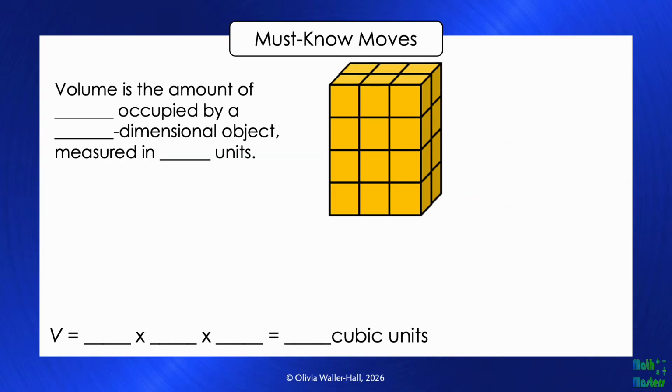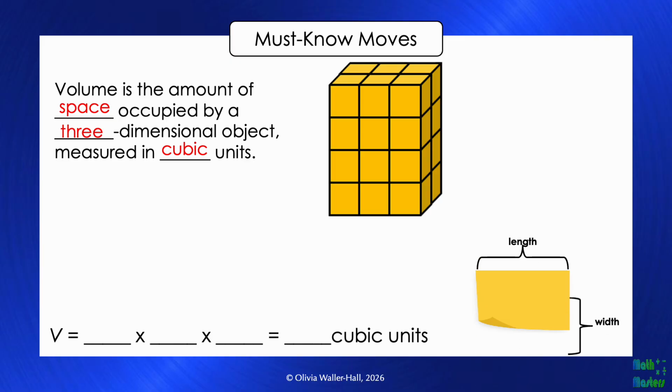Volume is the amount of space occupied by a three-dimensional object measured in cubic units. When we take a look at volume, we're looking at solid figures, not flat figures like this piece of paper here. This piece of paper can be measured using only two units, the length and the width. And when we find the amount of space taken up by this piece of paper, we're looking at its area. And to find that, we multiply the length times the width.